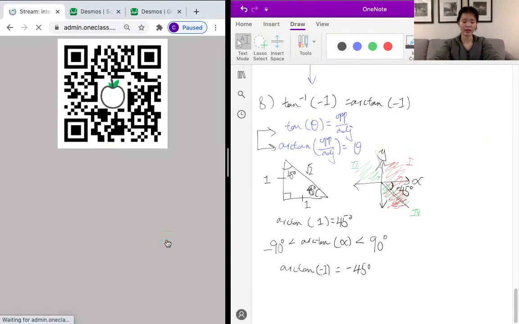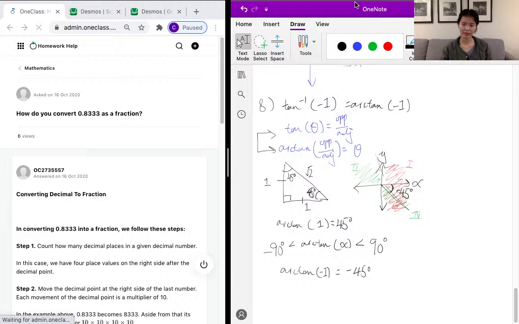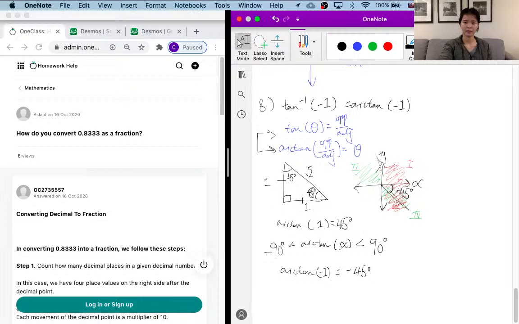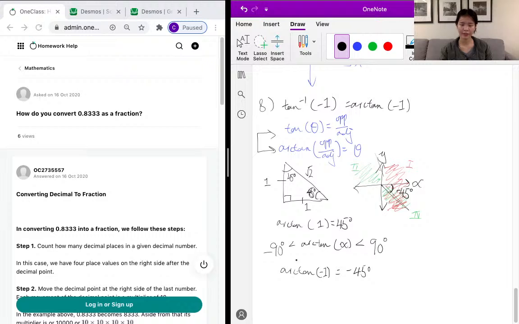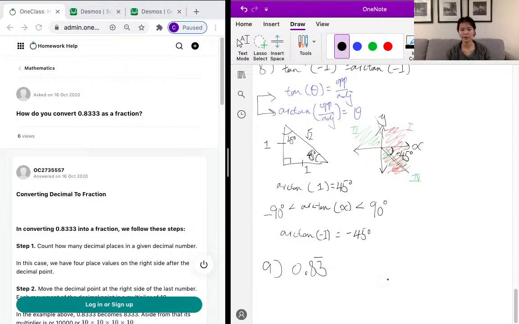Nice. Now let's move on to our ninth problem, problem number 9. It's asking us how to convert 0.8333 as a fraction. They only wrote 0.83 with three digits, but I'm assuming they meant 0.83 where the 3 is repeating infinitely, but it's hard to do the bar notation on top of the number on your laptop. So that's what they put, but I'm pretty sure that's what they meant.